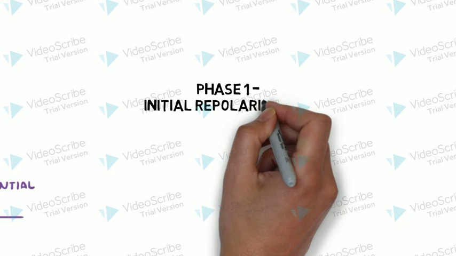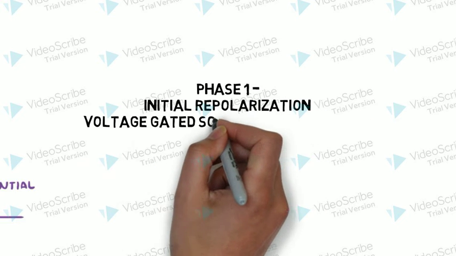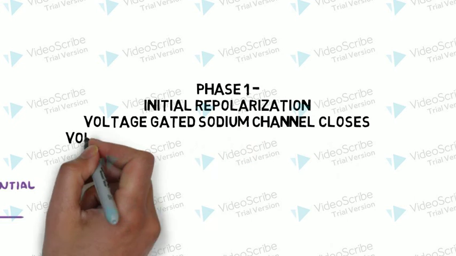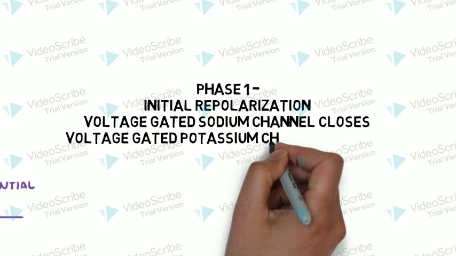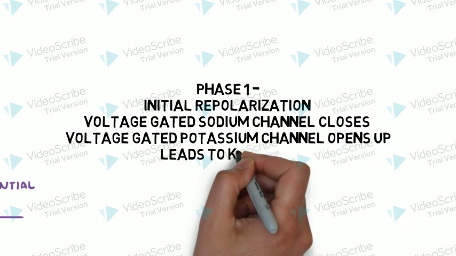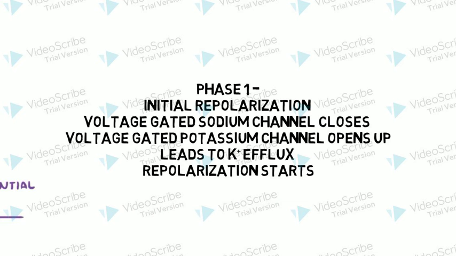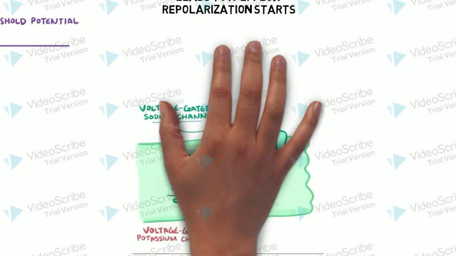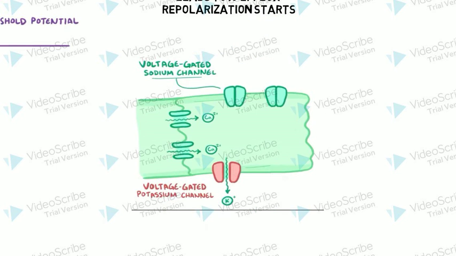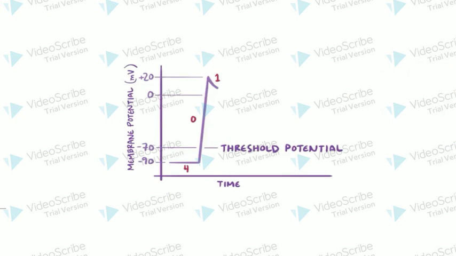As the membrane potential reaches +20 mV, the voltage gated sodium channel is closed. Now, as the voltage-gated potassium channel opens up, it leads to potassium efflux from the cell. So positive ion will be lost from the cell and repolarization starts. Here we see that the sodium channel is closed and the potassium channel has opened up, which causes potassium efflux. In the graph, we see that the graph is going down, which means repolarization is going on.